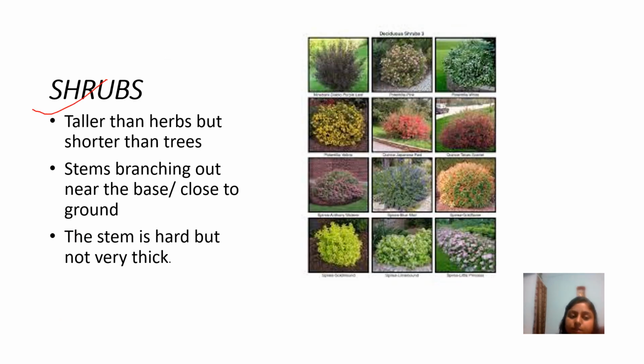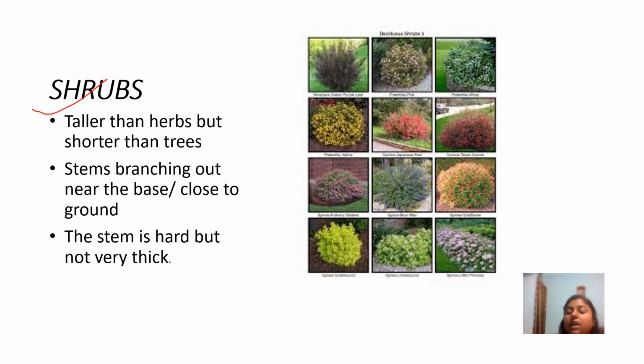Here are the shrubs. Shrubs are taller than the herbs but shorter than the trees. Okay, but they are shorter than the tree because trees are huge. We can say that they are very big. Yes, trees are very big. So see in this picture also, the stem branches out near the base close to the ground.